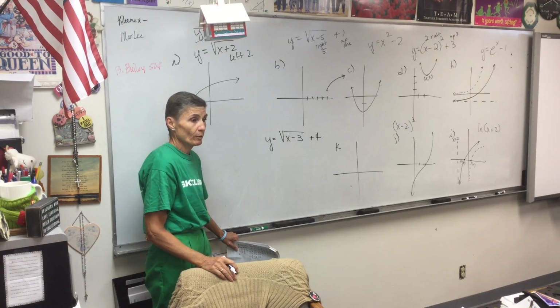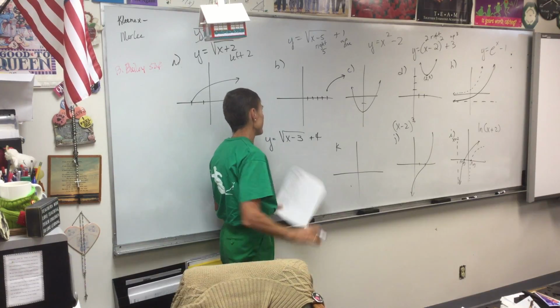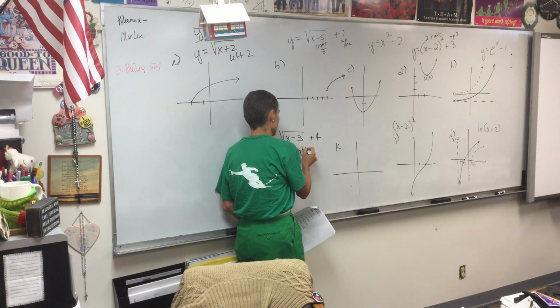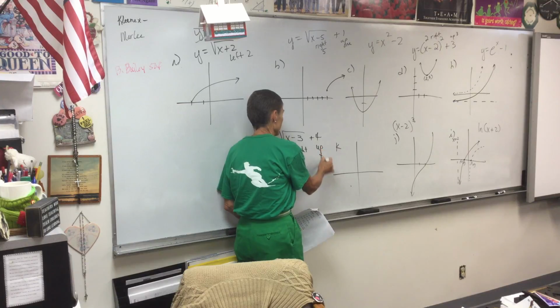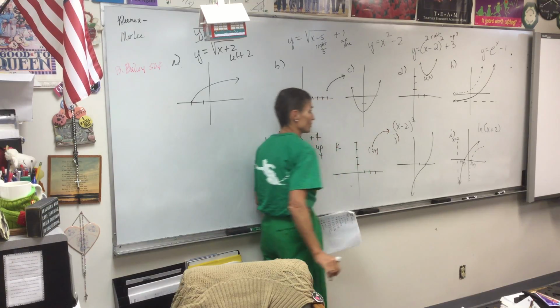Now we're back to a square root. Tell me how it's moving. Right 3, up 4. So right 3, 1, 2, 3, up 4. There's the point 3, 4, and there's my square root shape.